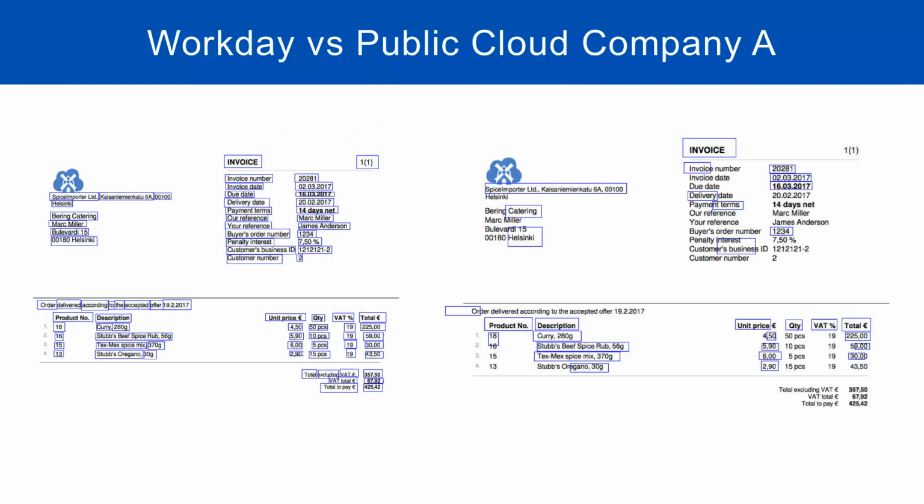So, Public Cloud Company A versus us: on the left it is our solution, and on the right it is Public Cloud Company A. As you can see, it is missing a lot of information. Many things are not getting boxed correctly.